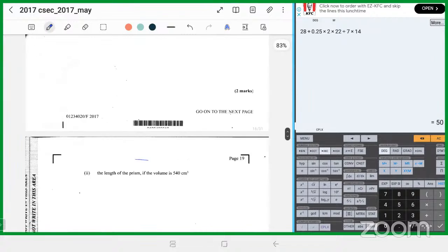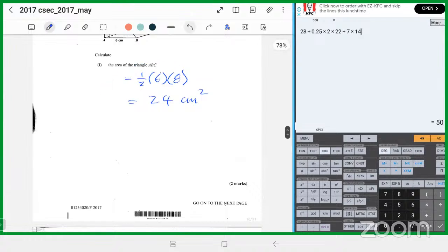The question said, the length of the prism with the volume is this. Now remember, volume equals end area times length. We know the end area already. We just worked it out up here. Let's call the end area A.